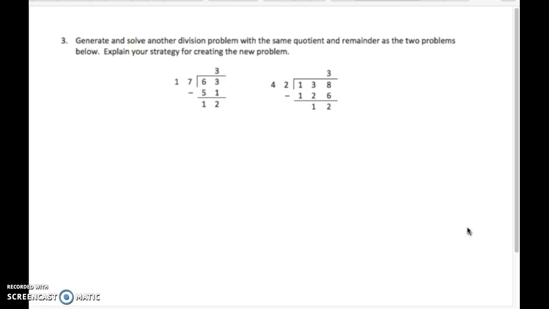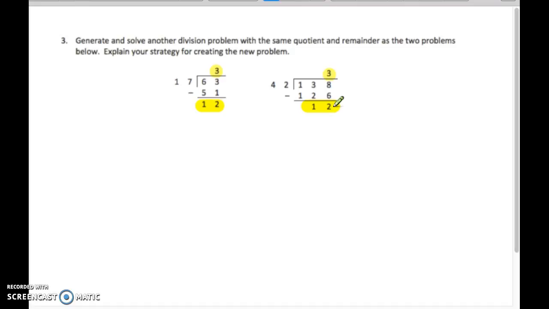All right, let's look at question number 3. It asks us to generate and solve another division problem with the same quotient and remainder as the two problems below. Explain your strategy for creating the new problem. So we can see we've got two different examples of a division problem here. In both of them, though, the quotient, the answer, is 3, and in both of them, the remainder is 12.